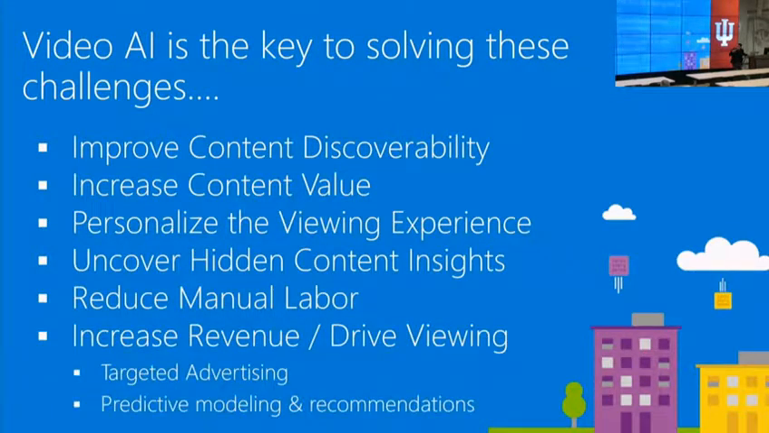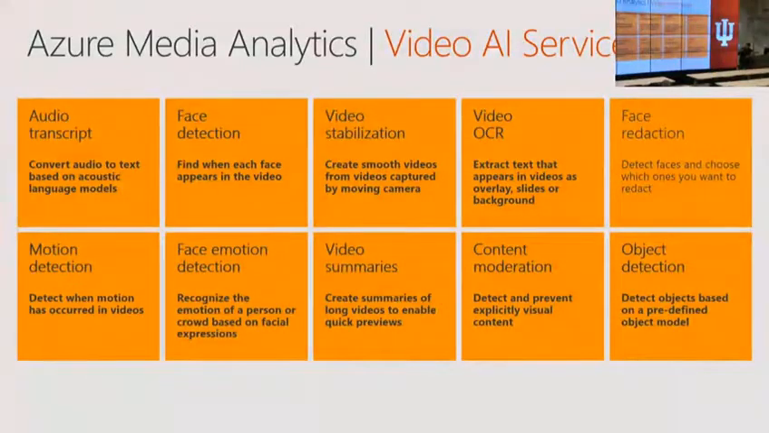So again, the ability to improve content discoverability, content value, reduce manual labor, for security, for research, observing certain types of behavior. And these are the AI services that are available. There are 10: audio transcript, motion detection, so a lot of security companies and police departments are leveraging some of these, video summaries, video stabilization, face redaction, object detection. And we'll see all of these real quick in a demo.